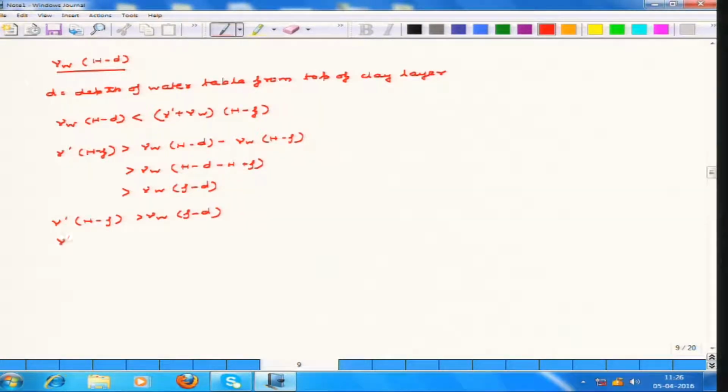So, when failure will occur, gamma dash into H minus F will be equivalent to gamma W into F minus D. From here we can find that gamma dash by gamma W is equivalent to F minus D by H minus F, or D is equivalent to F minus H minus F into gamma dash by gamma W.